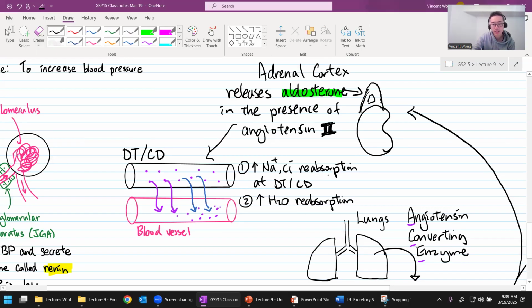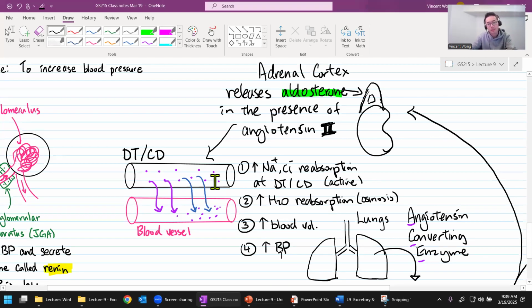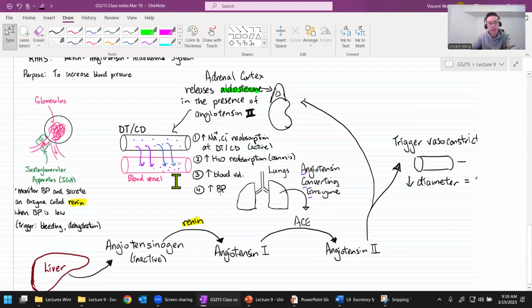Okay, so this is active. This is just osmosis. So with more water coming in, you increase blood volume, which then increases blood pressure. So we fix the problem. Okay, we fix the problem.